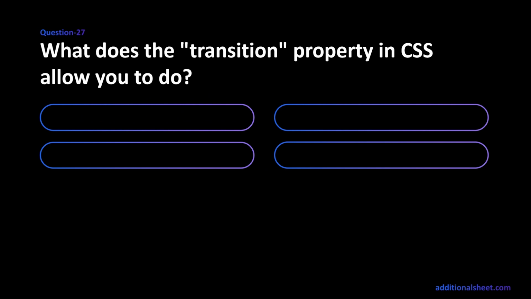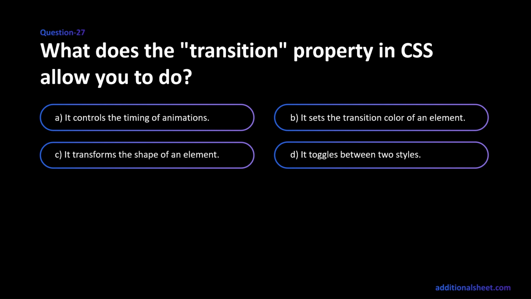Q27. What does the transition property in CSS allow you to do? Options: A. It controls the timing of animations. B. It sets the transition color of an element. C. It transforms the shape of an element. D. It toggles between two styles.